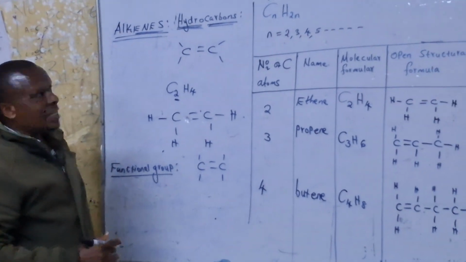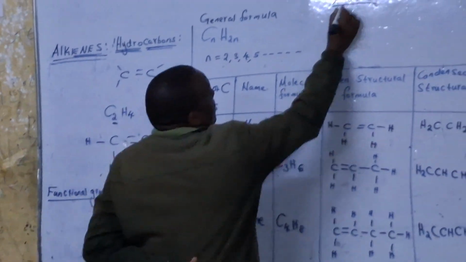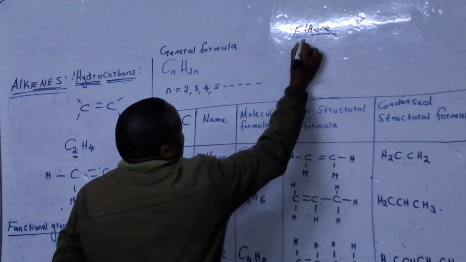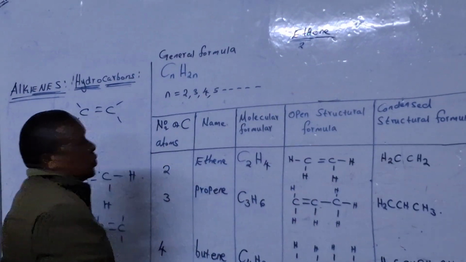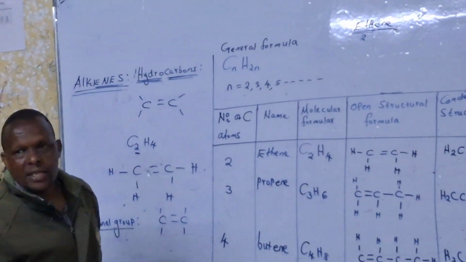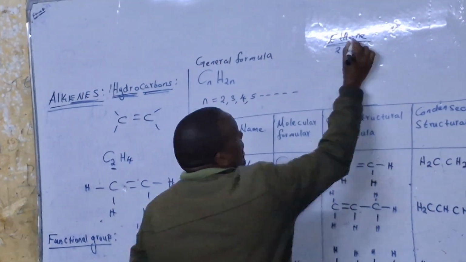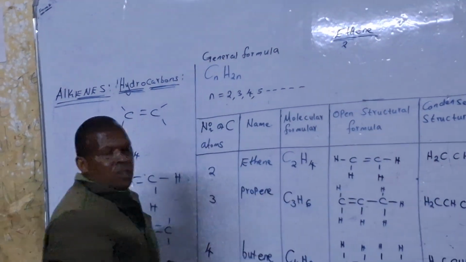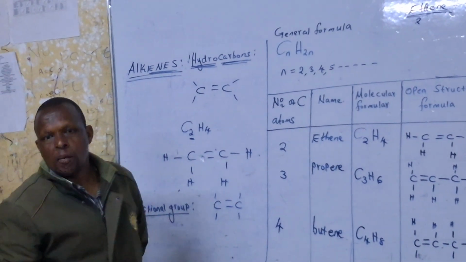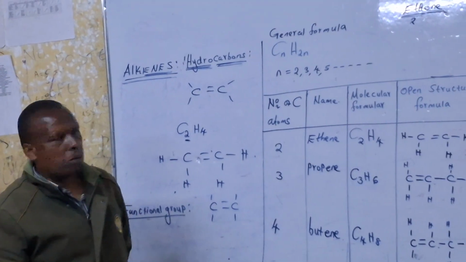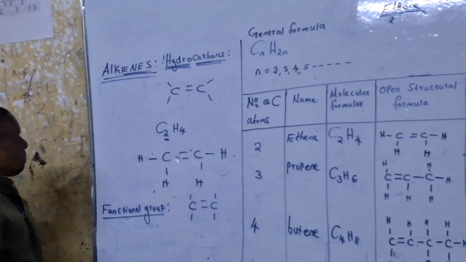For the alkene series, the first member is ethene. Ethene has got how many carbon atoms? 2. So eth is the prefix for 2. And then the suffix is ene, indicating that we have at least one carbon double bond. That's why the suffix is ene.